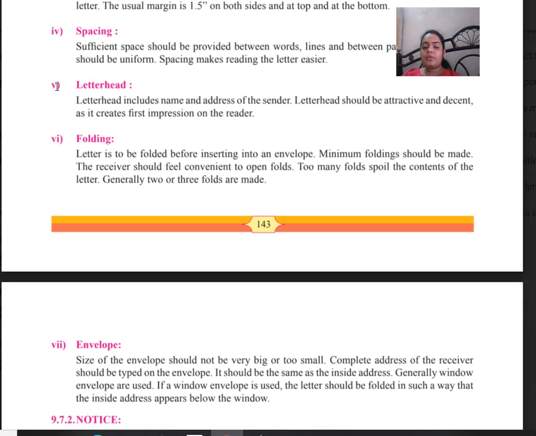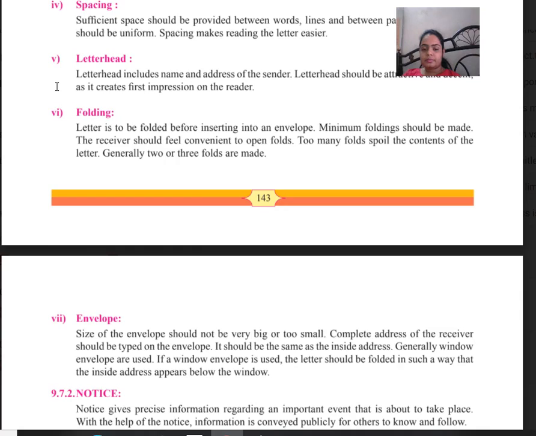The letter is to be folded before inserting into the envelope. Minimum folding should be made. The receiver should feel convenient to open the folds. Too many folds spoil the contents of the letter. Generally, two or three folds are made. So, folding the paper is also a very important skill, in which only two or three folds are to be made, so that while inserting it in the envelope, it is inserted properly and the content which is written is not erased or spoiled because of the folds.